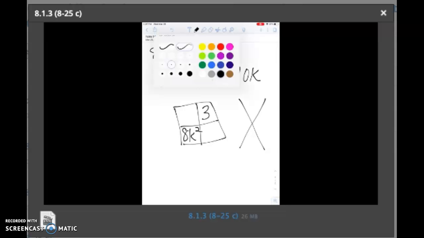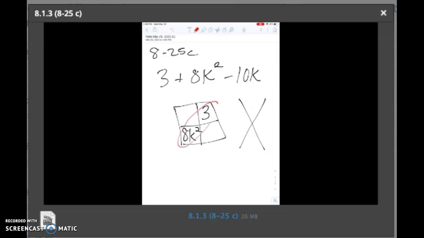And we're going to do the same process, multiply those together to get the top of our diamond. So 8k squared times 3 gives us 24k squared. And then in the bottom of our diamond is always the x term, so in this case our k term. So we have negative 10k. And so now we are trying to figure out what those factors are that multiply to give us 24k squared and add up to give us negative 10k.